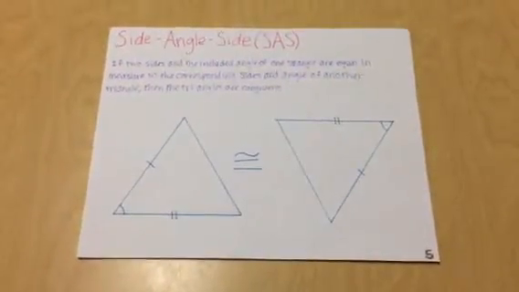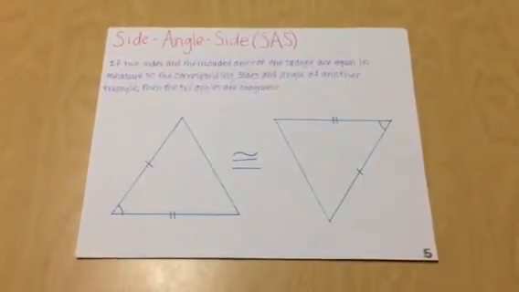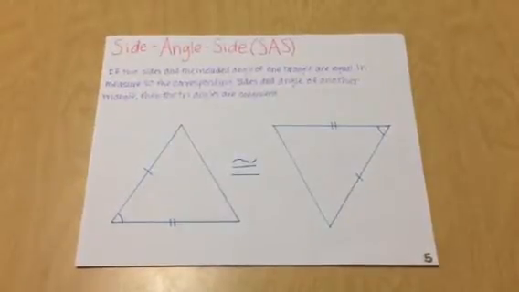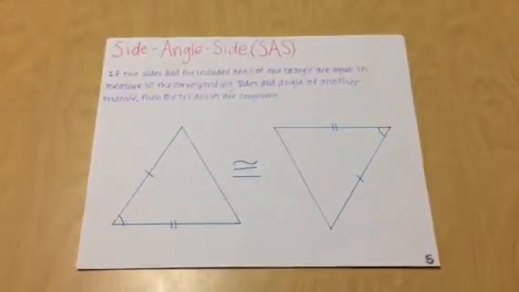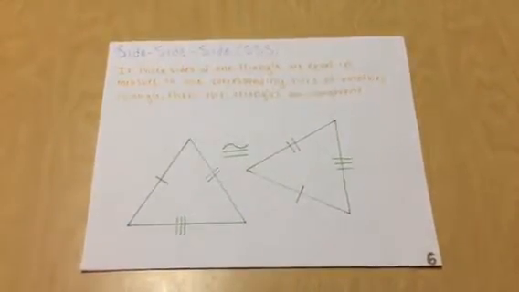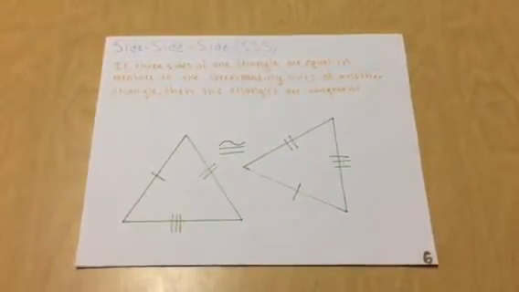Side angle side is if 2 sides and the included angle of one triangle are equal in measure to the corresponding sides and angle of another triangle, then the triangles are congruent. Side side side is if 3 sides of one triangle are equal in measure to the corresponding sides of another triangle, then the triangles are congruent.